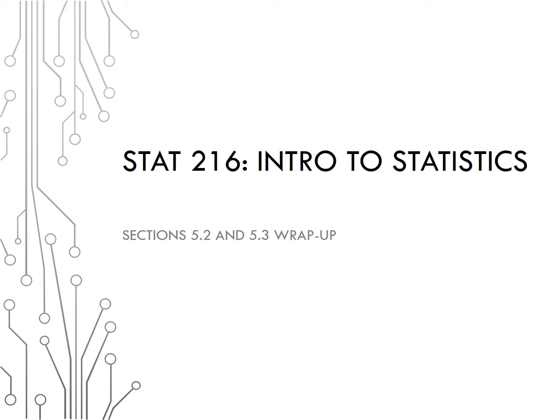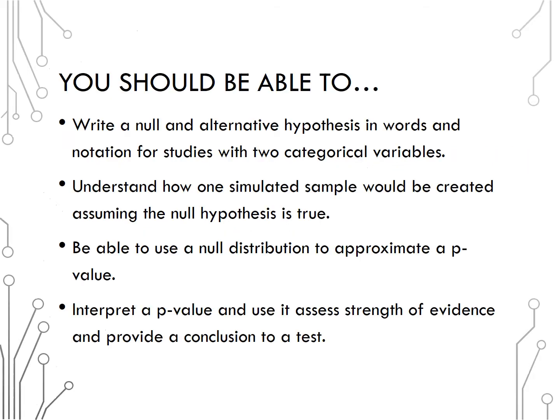Let's wrap up sections 5.2 and 5.3. After reading and working through the exploration, you should be able to write a null and alternative hypothesis in words and in notation for studies with two categorical variables, understand how one simulated sample would be created assuming the null hypothesis is true, be able to use a null distribution to approximate a p-value, and interpret a p-value or use it to assess strength of evidence to provide a conclusion to a test.